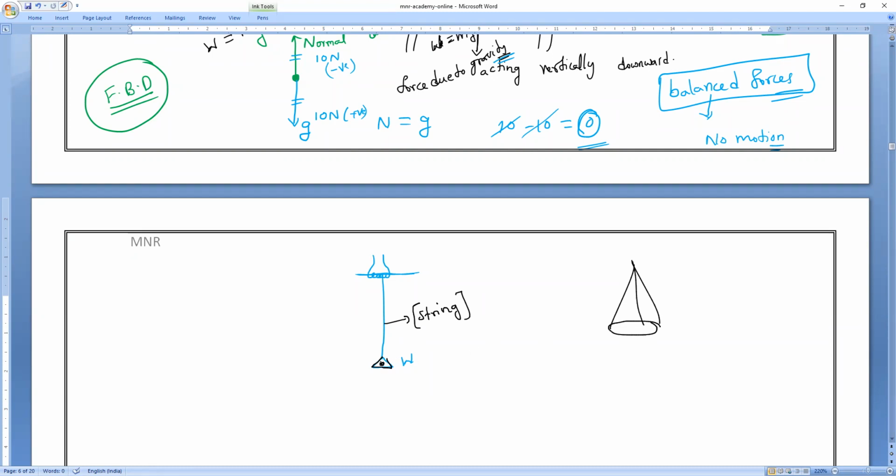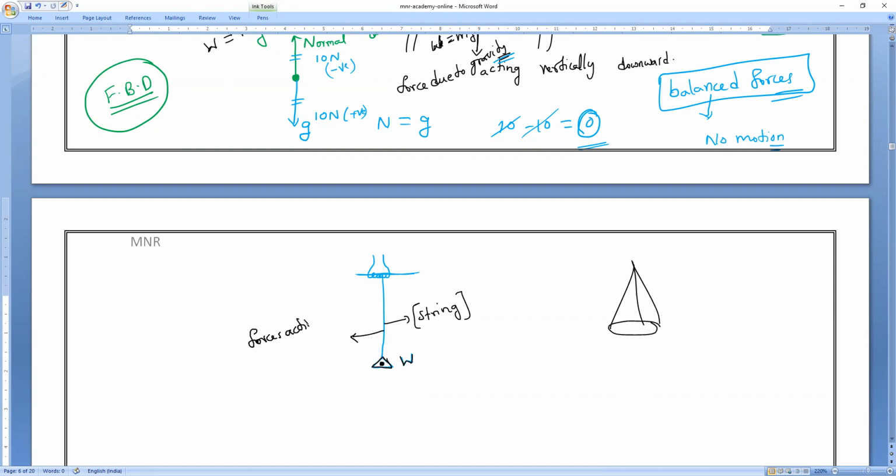So I am putting some weight here. That is W. What is the weight of the load, everybody? W. Now here two forces are acting. Can you tell me the forces acting on the string? What are the forces acting on the string? That is my question.